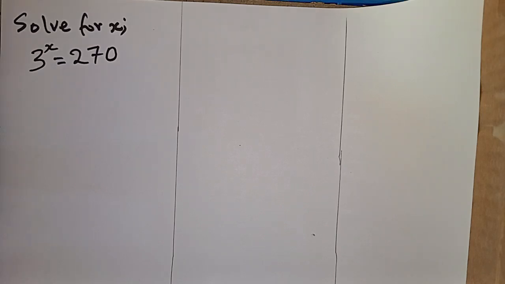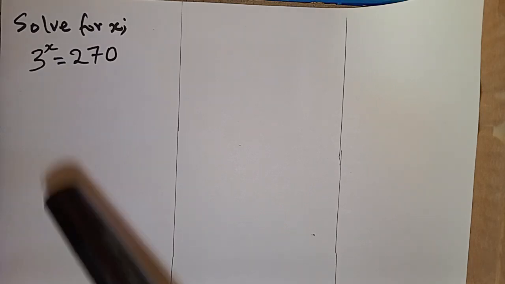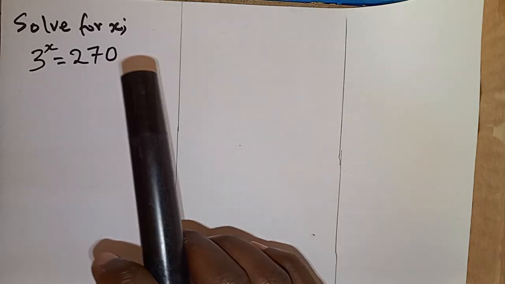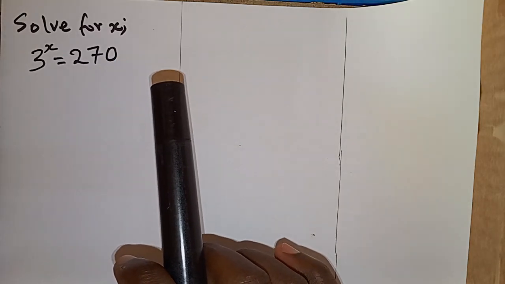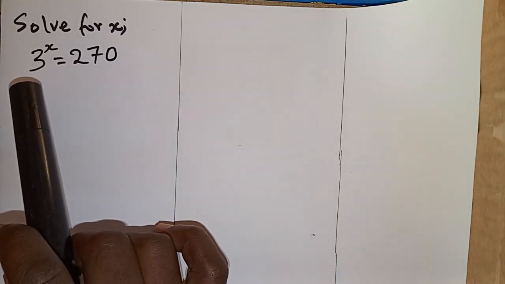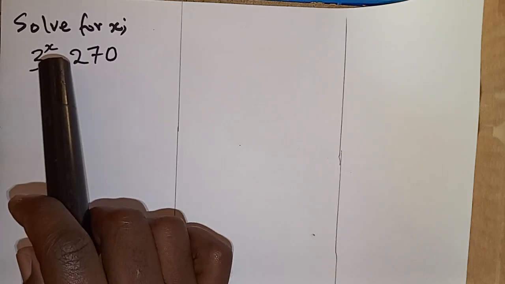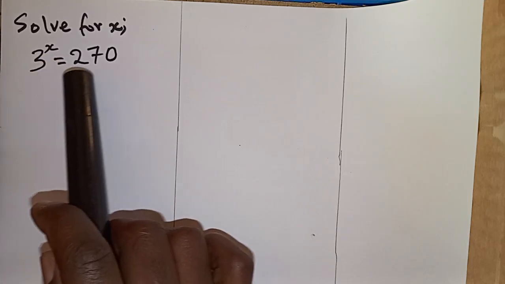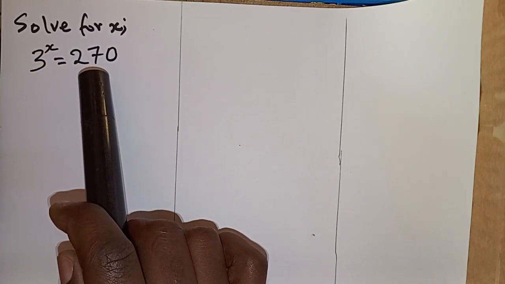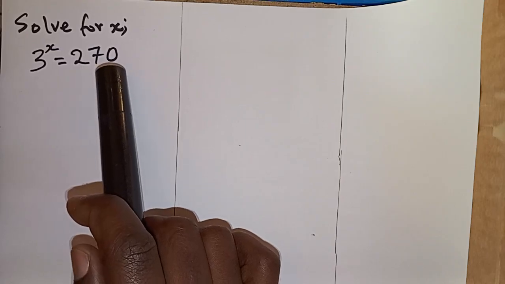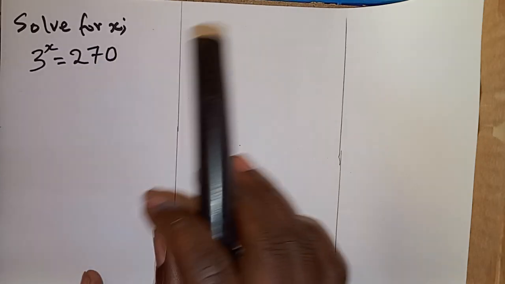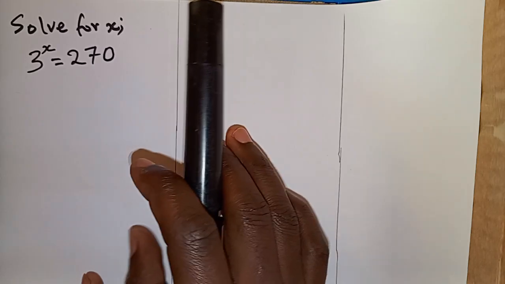Welcome to another video. Today we have an interesting exponential equation where the power is raised to x, the base is 3, and on the other side we have 270, which looks a bit easier, but I'm going to take you through it step by step.